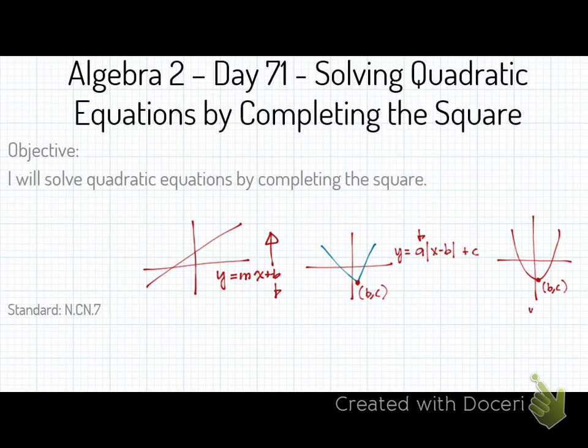Okay, so the standard form, or I'm sorry, the vertex form of a parabola is a times x minus b squared, all plus c. So what do you think a does on a parabola or on a quadratic graph? What does a do? Same thing, right? It makes it narrow or wider. B makes it move left to right, and C makes it move up and down. Make sense? Okay, cool.